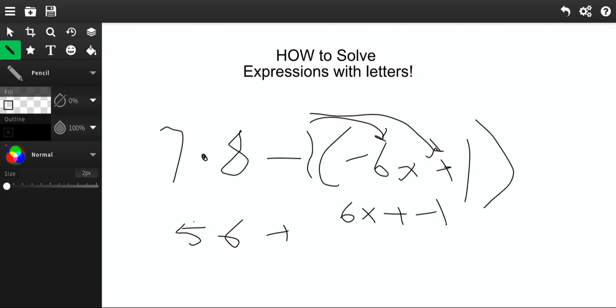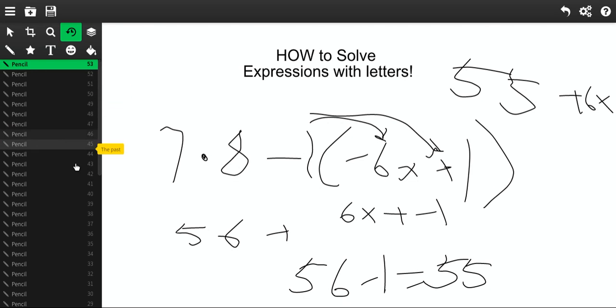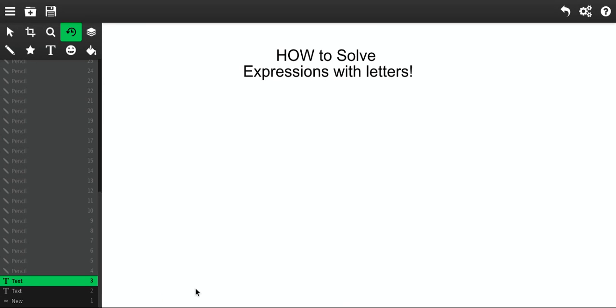So, you can't do 6x plus 56, because x cannot be added to 56, because the value of x is unknown. So, what we're going to do is put the numbers together: 56 minus 1, which is basically plus negative 1, and minus 1 are basically the same thing. 56 minus 1 equals 55. And since it's 55, we can then end it with 55 plus 6x. So that's how you solve expressions. Hope you guys learned something this video, and well, peace out.